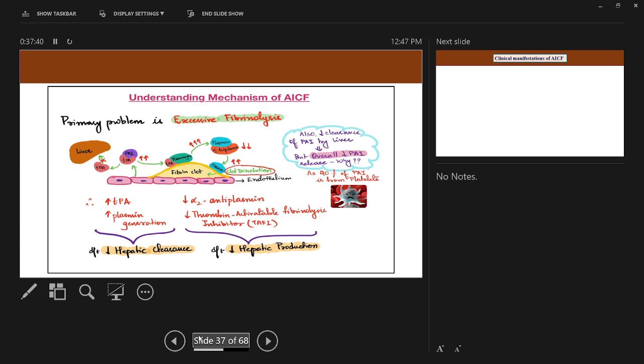Now this TPA will bind to the plasminogen and activate plasminogen to plasmin. Now this plasmin will cause clot dissolution as we know. So there is increased plasmin generation. Also, there is a decrease in the hepatic production of alpha-2 antiplasmin and thrombin activatable fibrinolysis inhibitor. Both of these will also increase the clot dissolution.